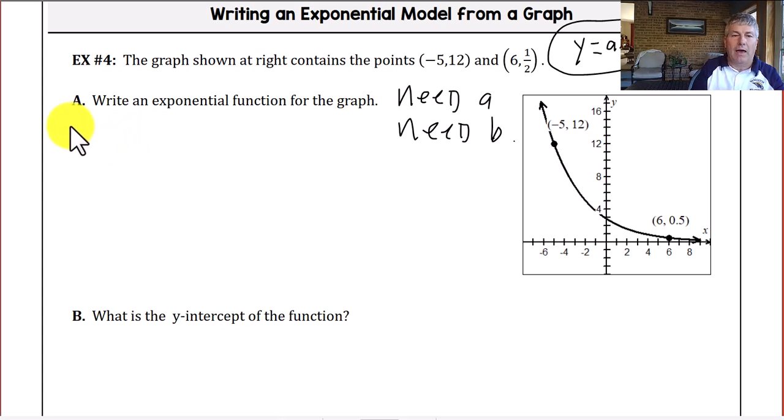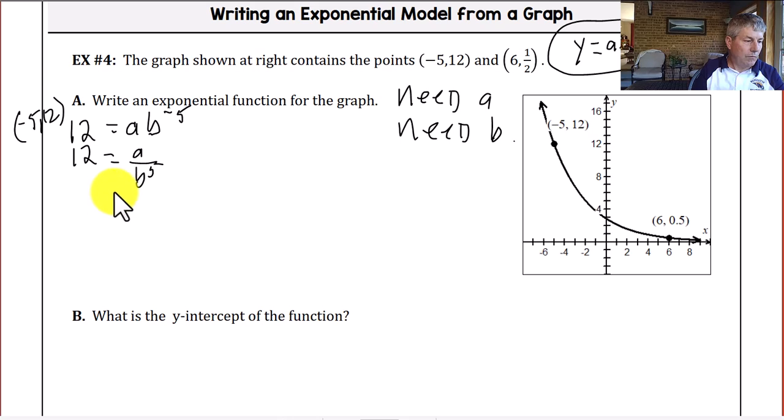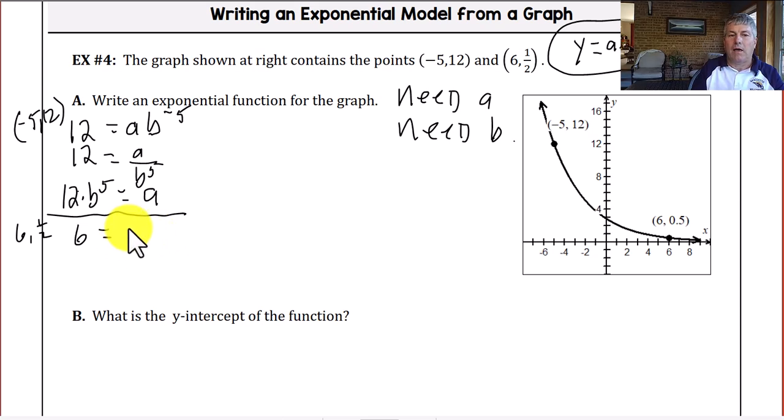So we know that when y is 12, 12 equals a times b to the -5. I'm using the first ordered pair, -5, 12, and putting it into the function. Well, that's also 12 equals a over b to the 5th, or multiplying both sides by b to the 5th, 12 times b to the 5th is equal to a. Using my other ordered pair of 6, 1/2, I do the same thing. x is 6, and y is 1/2, because that's my y value. So I have 1/2 equals a times b to the 6th.